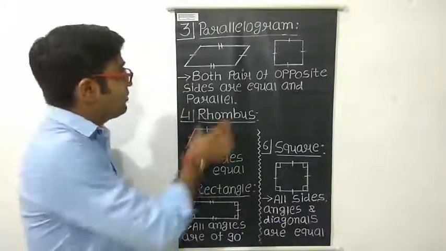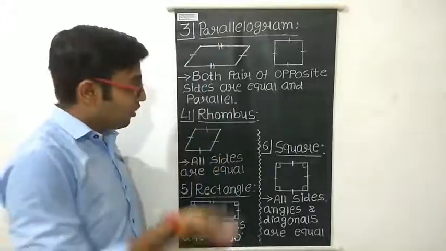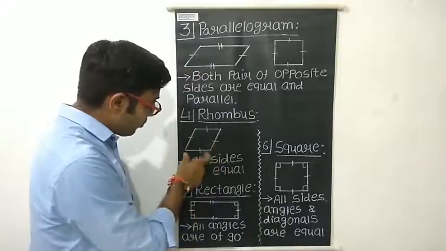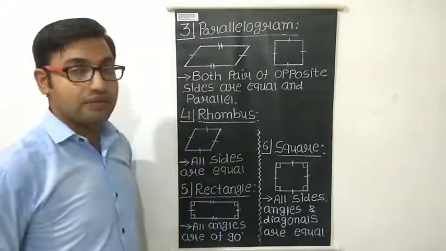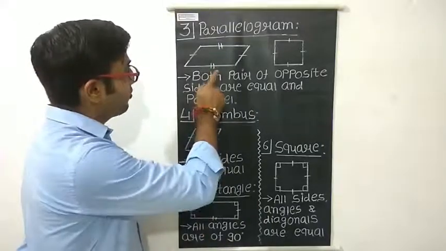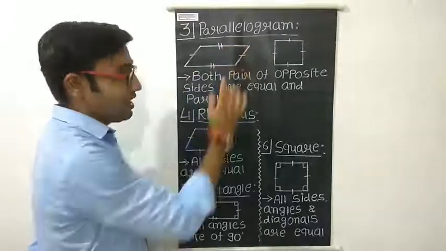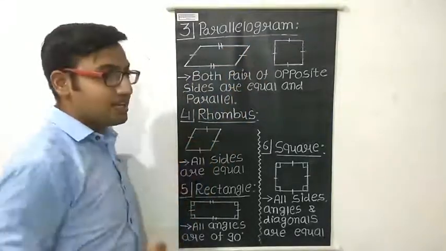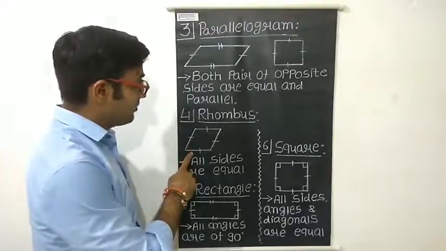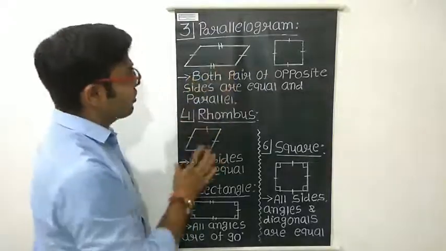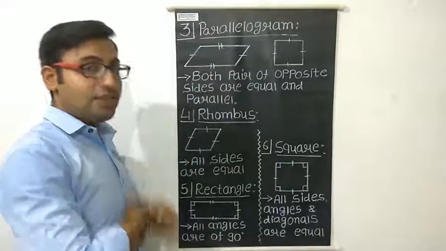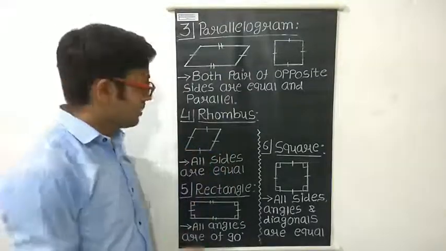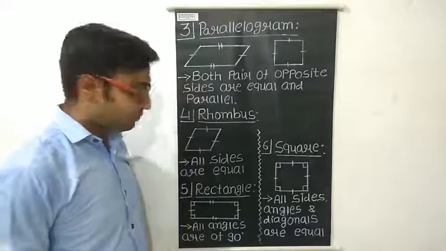So what is the difference between parallelogram and rhombus? Rhombus has one more property: all the sides are equal. Understand? Here you can notice that this side and this side are not equal. But in this rhombus, all the sides are equal. So that is why we say that it has all the properties of a parallelogram, and the additional property is that all the sides are equal. So this shape is a rhombus.